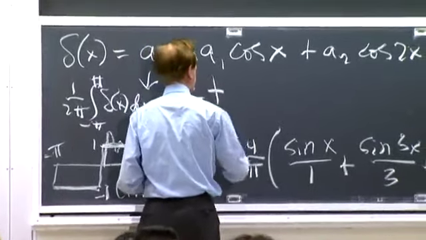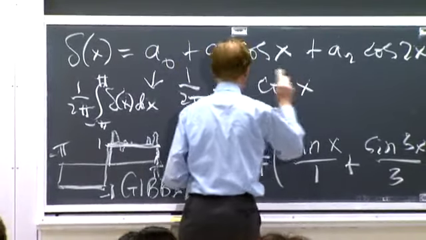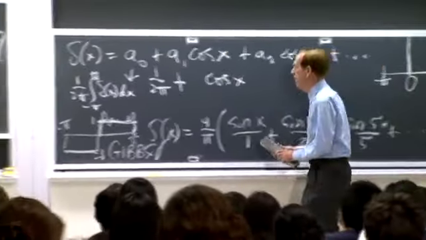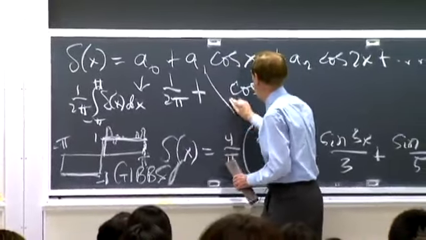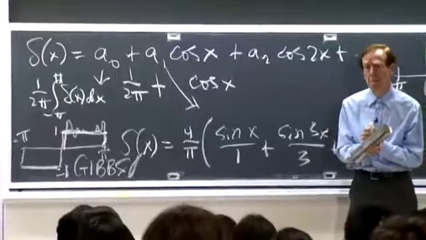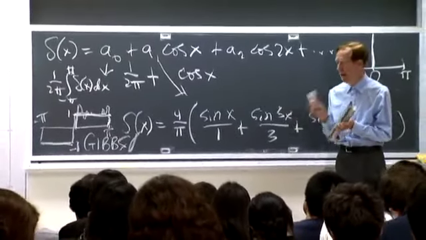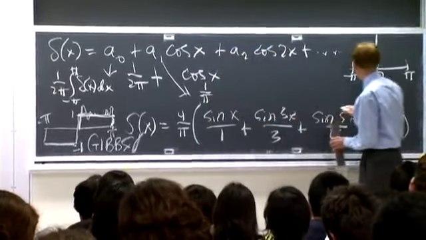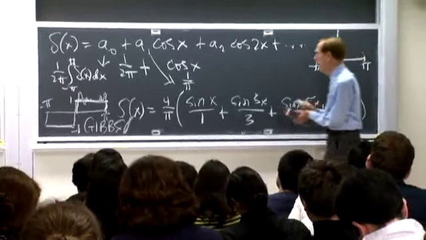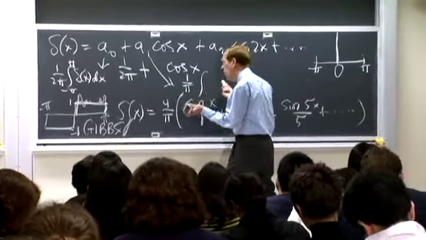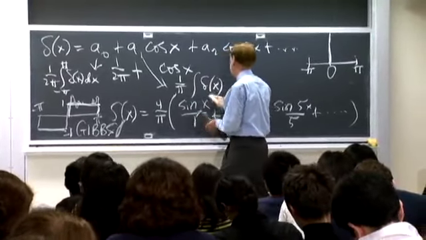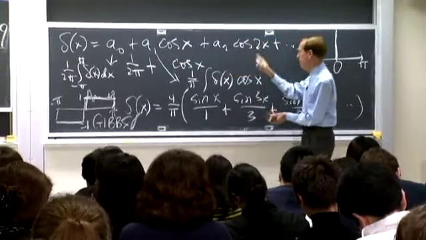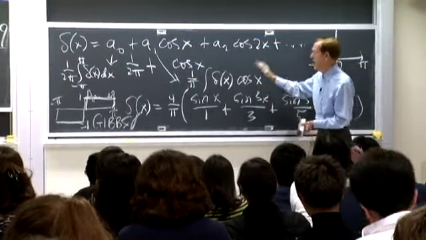Okay, now ready for A1. How much of cosine x do I have? Can I just change this formula to give me A1? Here's A1. What's the formula for A1? It's just like B1, like the sine formulas. You're only dividing by pi because that average value was a half, as we saw. And then you have the integral of whatever your function is, delta of x in this case, times the cosine of 1x. If we're looking for A1, we've multiplied both sides by cos x and integrated.